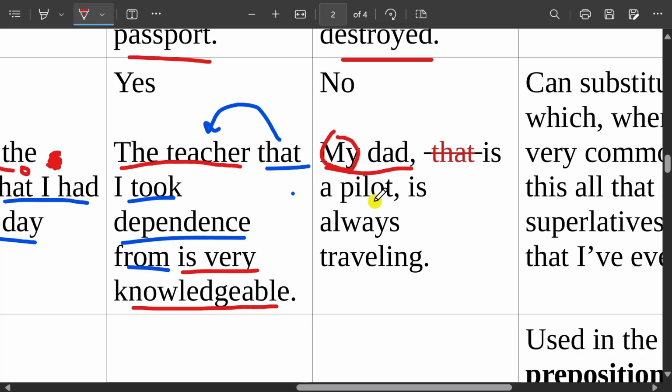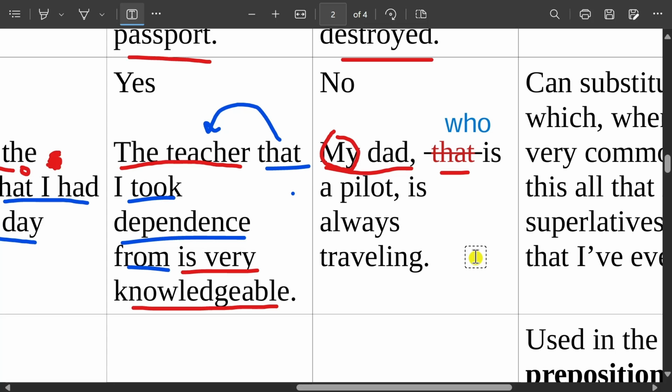Okay, it's a relative clause. So because this is specific, this relative clause would be a non-defining relative clause. You cannot use that for a non-defining relative clause. You cannot say, my dad, that is a pilot. No. Which is a pilot? Oh, sorry. Who is a pilot? Who over here? Who is a pilot? Yes. Okay? My dad, who is a pilot.